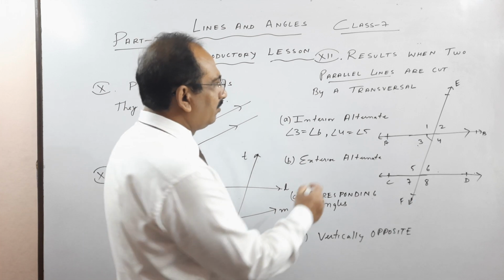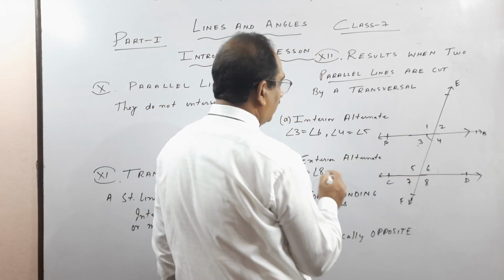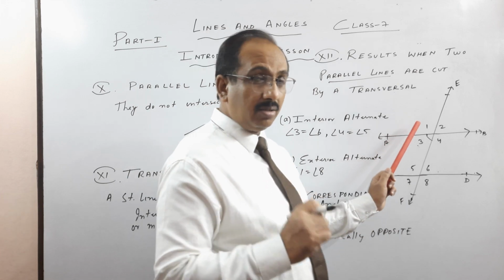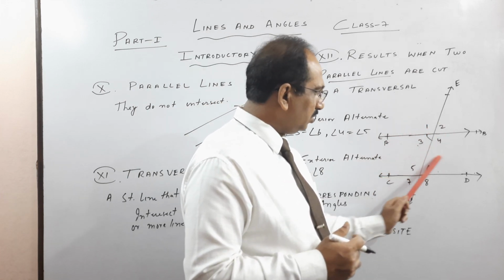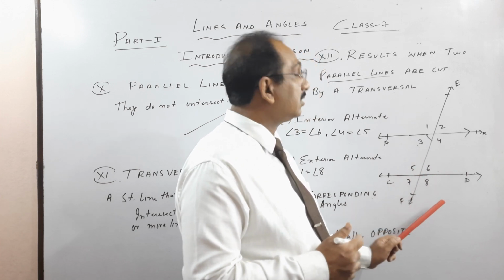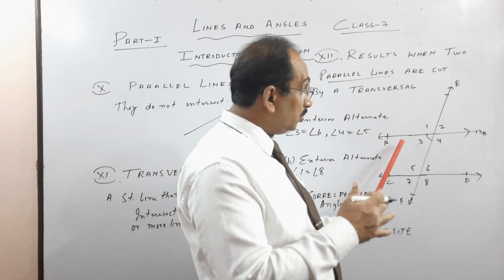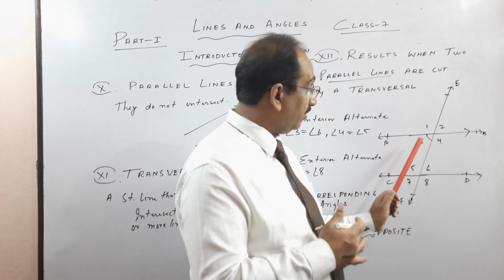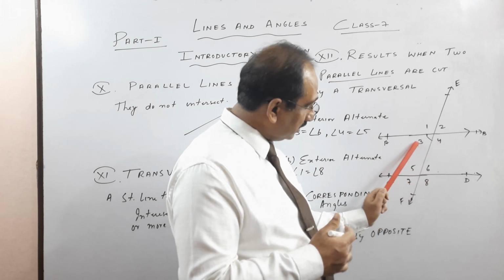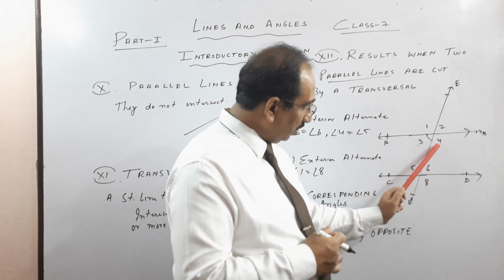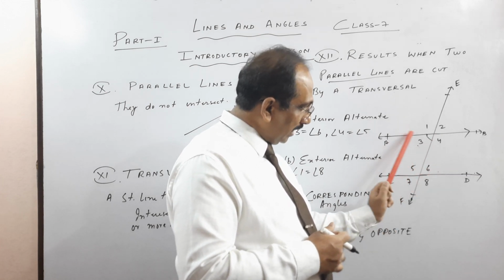Exterior alternate, you will see these two, 1 and 8. Angle 1 is equal to angle 8. See how I have written the angles. Remember, it's very important, I have followed one book's example, 1, 2, 3, 4, 5, 6, 7, 8. Generally, some books will number differently. So you don't go by numbering, see by logic once more. Alternate angle interior means inside the two parallel lines, 3, 6, 4, 5. Like this, alternate. Like this you see Z.